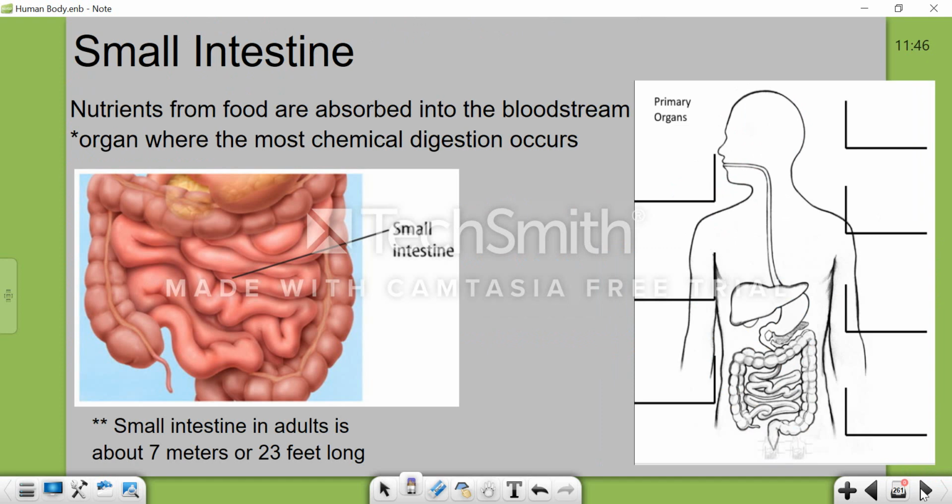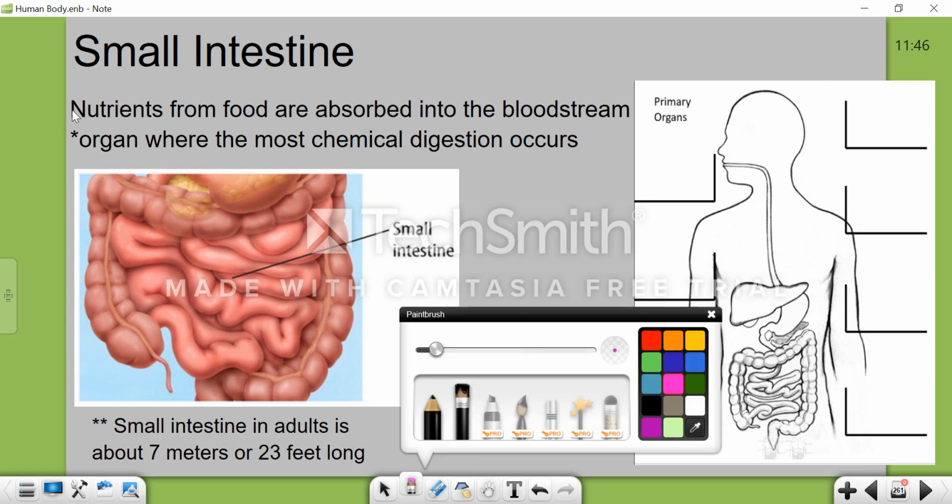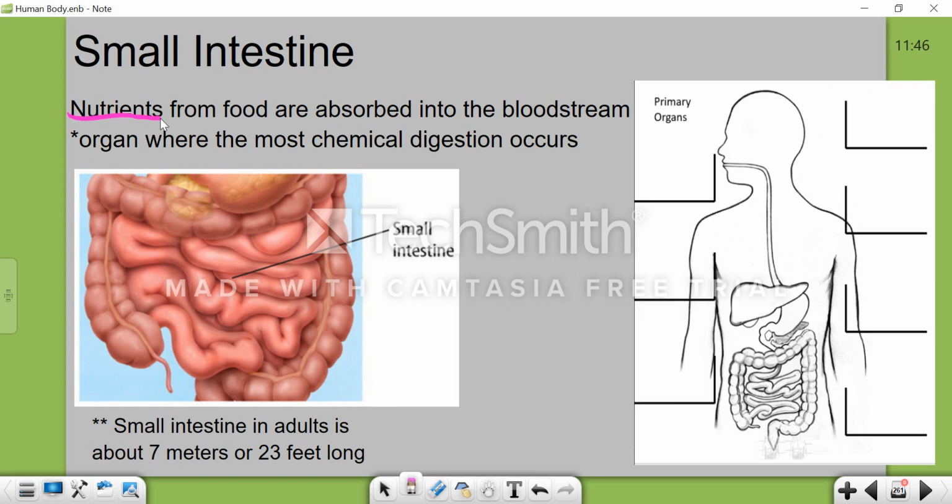Next is the small intestine. Please be very careful about the small intestine versus the large intestine. The small intestine is where nutrients are absorbed. If we were taking notes, I would make you underline nutrients are absorbed into the bloodstream. And this is where the most chemical digestion occurs. These are two questions you will see over and over again. Nutrients are absorbed by the small intestine, and the most chemical digestion takes place here.